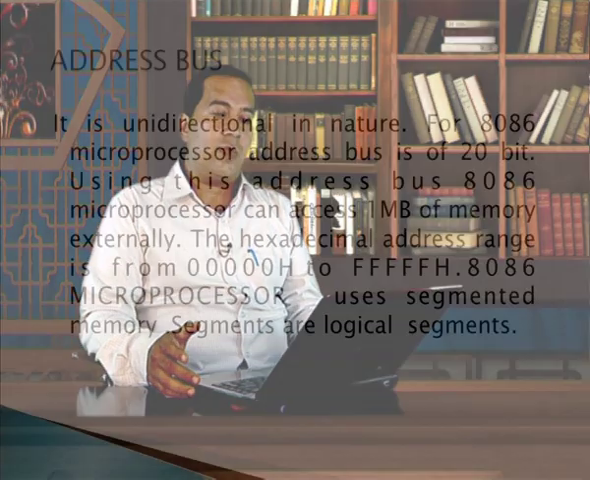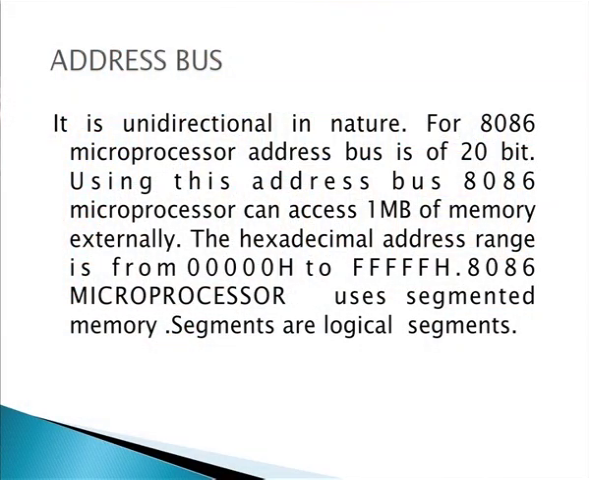Now let us discuss first the address bus. Its main features are, it is unidirectional in nature. For the 8086 microprocessor, the address bus is of 20 bit. Using this address bus, the 8086 microprocessor can access 1 MB of memory externally. The hexadecimal address range for this is from 00000H to FFFFFH. The 8086 microprocessor uses segmented memory. The segments are logical segments.